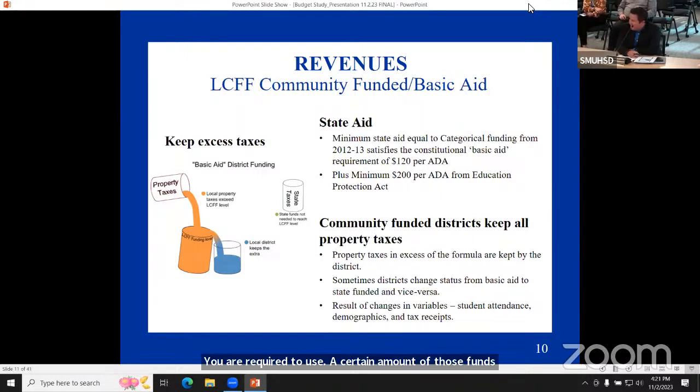Kemke comes and notes with the LCAP what we're doing with the amount of funds that would be driven by our socioeconomically disadvantaged students, our English learners, and our foster youth. So it's a little bit different than the old categorical system.